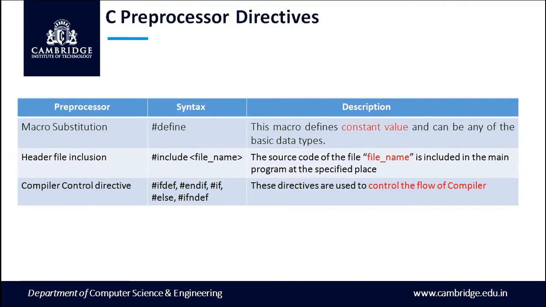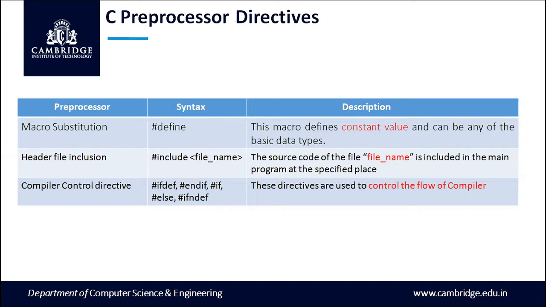Second, I have header file inclusion. This is very important in all my programs: hash include with the file name. Here the file name stands for any library .h file that we are going to include in our main program. The description says the source code of the file is included in my main program as specified.